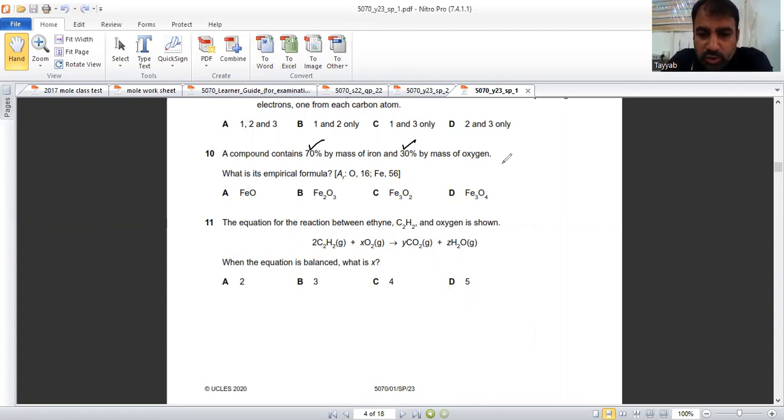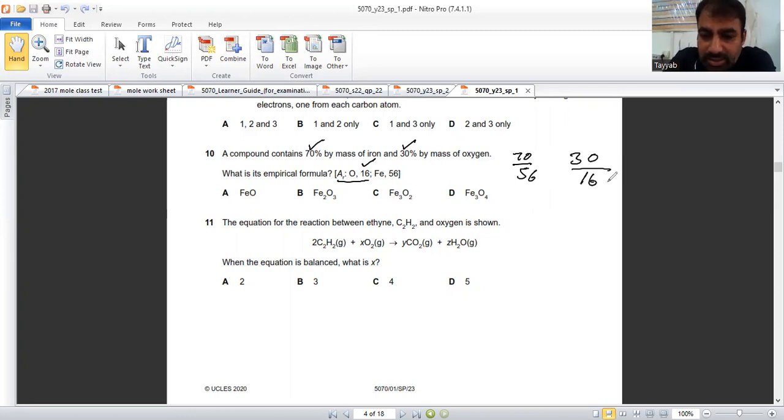Their percentages should be divided by their AR. I am saying here AR, not MR. So 70% is iron, its AR is 56. And in the same way, oxygen is 30%, its AR is 16. Wrongly, students used to put 32. 32 is MR, that is the mass of its two atoms. In the molecule, there are two atoms. So we have to place here AR, not MR.